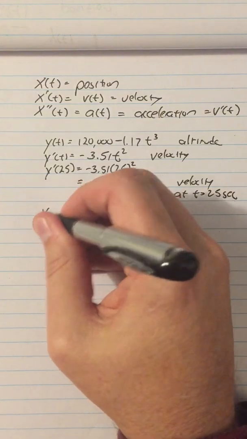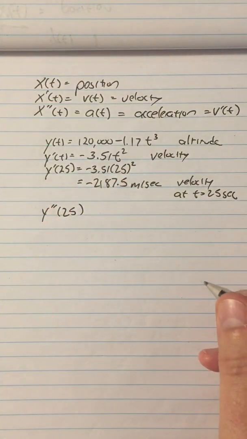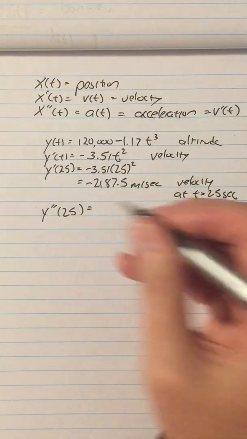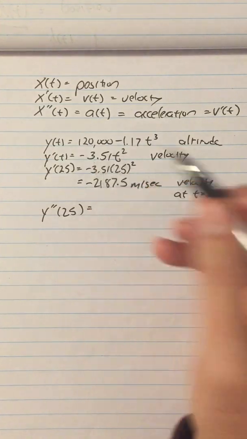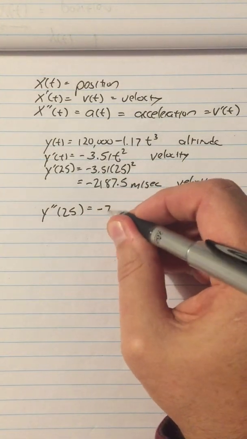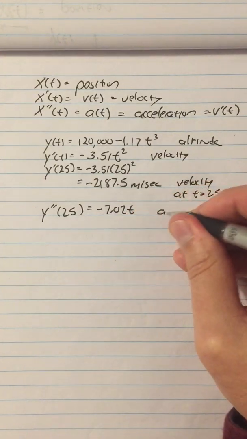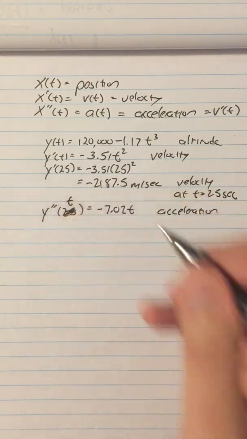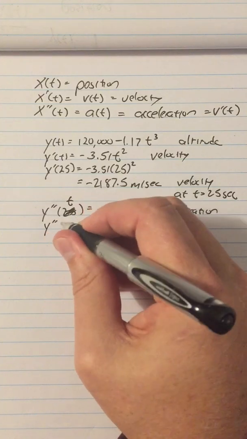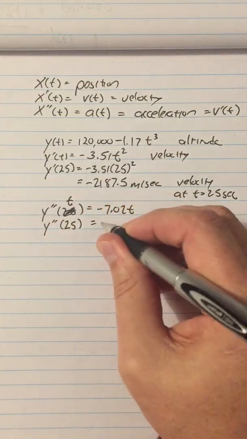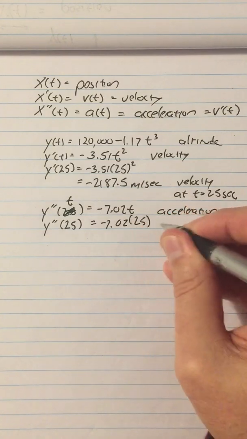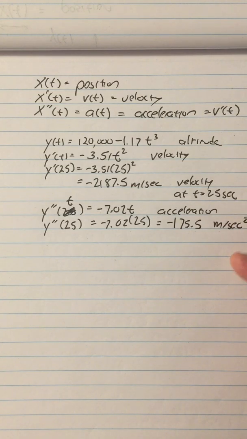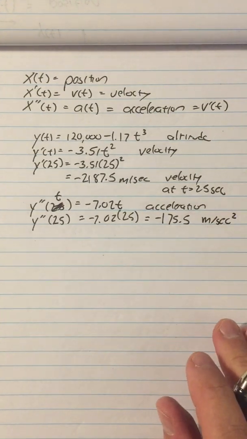All right, we could say more very easily now. We can say what the acceleration of that Mars probe was. So we can just use our power rule again, right? 2 times negative 3.51, so it's going to be negative 7.02 t. That's the acceleration function. And that's y double prime of t, which is the acceleration. So y double prime of 25 is negative 7.02 times 25, and that is negative 175.5. Now the units on this will be meters per second squared because it's an acceleration.